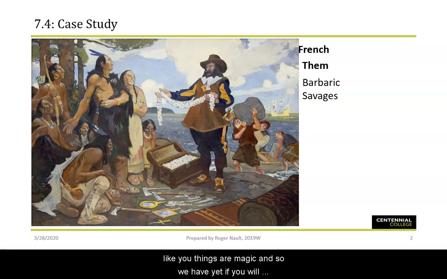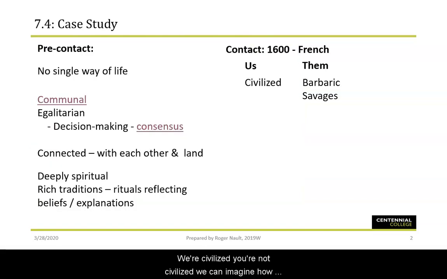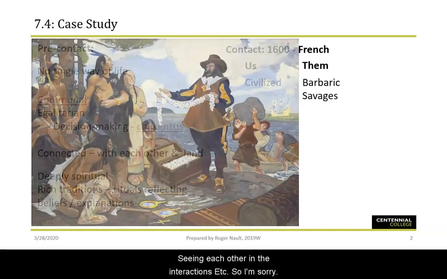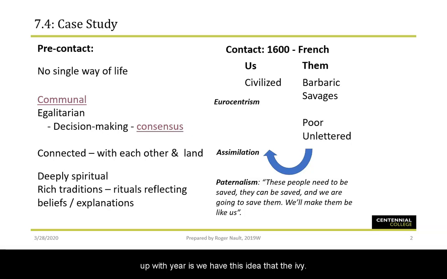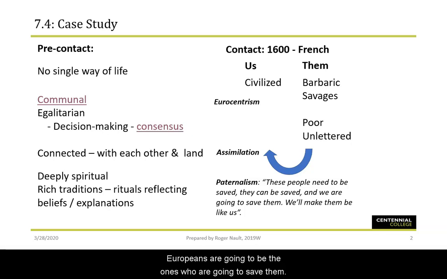And so, if you will, allow the mind to go a little bit. We have a situation where we're civilized, you're not civilized. We can imagine how these ideas might have been reinforced by seeing each other in the interactions, etc. And so again, whether they are poor, they're unlettered, these are words to describe them. Ultimately what we end up with here is this idea that the indigenous need to be saved. They can be saved, and we, the Europeans, are going to be the ones who are going to save them.